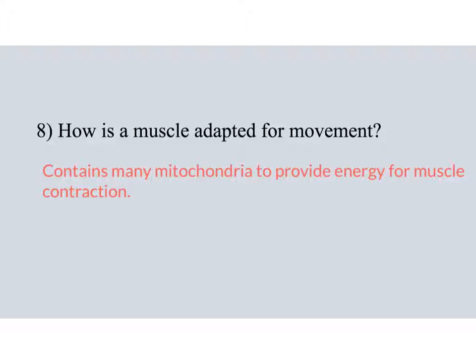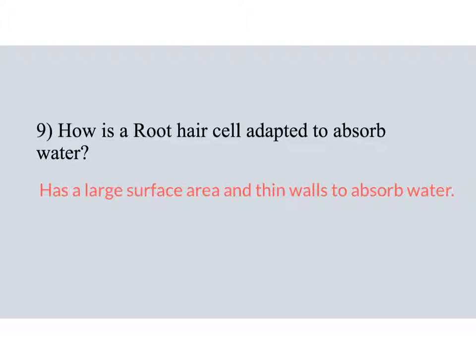Question number 8. How is a muscle cell adapted for movement? Well, it contains many mitochondria to provide energy for muscle contraction. Number 9. How is a root hair cell adapted to absorb water? It has a large surface area and thin walls to absorb water.